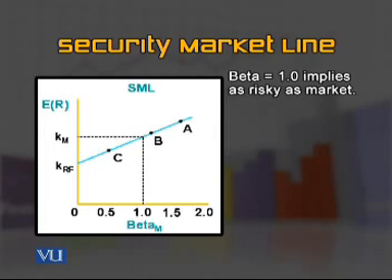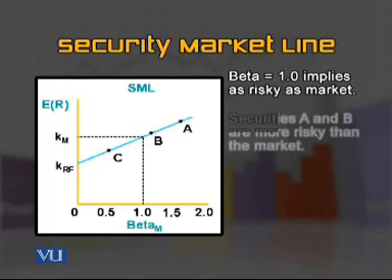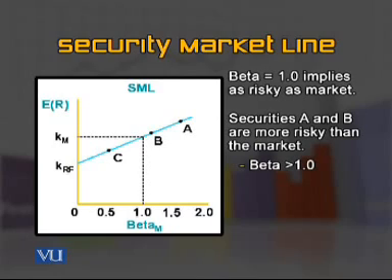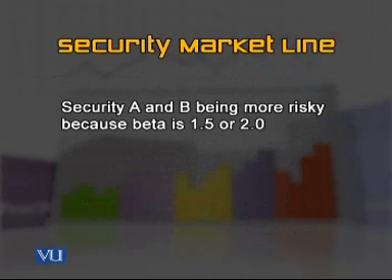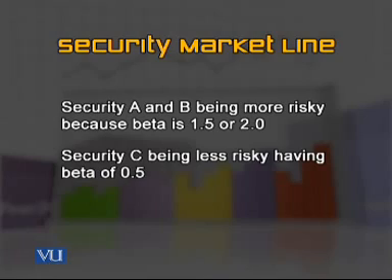Which means the one is the figure that we look at as the mean of the market. Now looking at the graph, looking at the screen, we understand that securities A and B are more risky than the market because beta is greater than 1. On the other hand, security C is less risky because beta is less than 1. So where you see securities A and B being more risky with betas being 1.5 and 2, security C being less risky, having beta of 0.5. Remember, 1 was the figure, the divisor, the baseline for understanding betas. And anything greater is more risky than the market mean. And anything less is good value to invest in compared to the market.